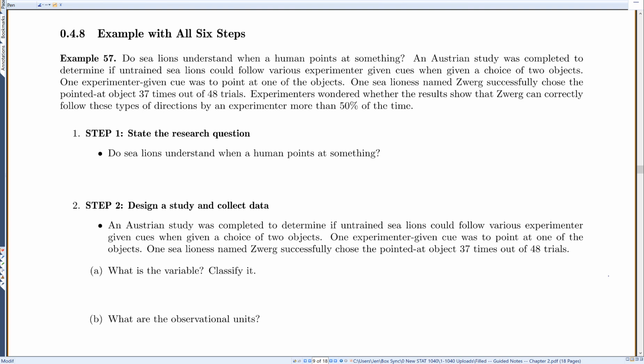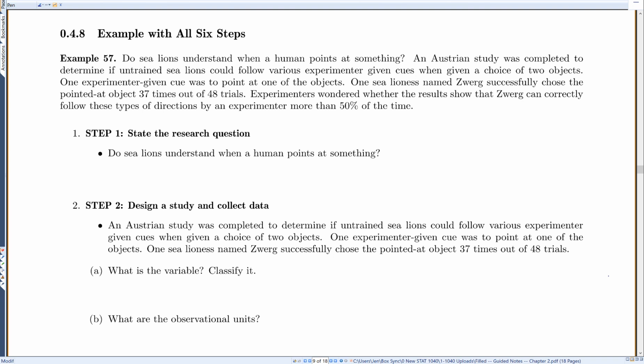So here's an example with all 6 steps put in. Do sea lions understand when a human points at something? An Austrian study was completed to determine if untrained sea lions could follow various experimentally given cues when given a choice of 2 objects. One cue was that they would point at the objects, and then the sea lioness would come and choose an object.